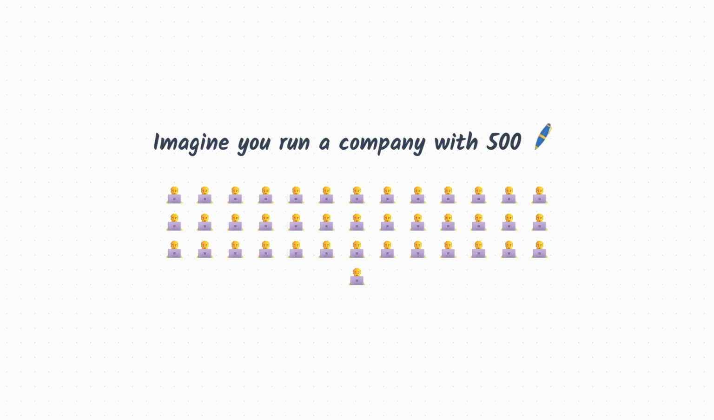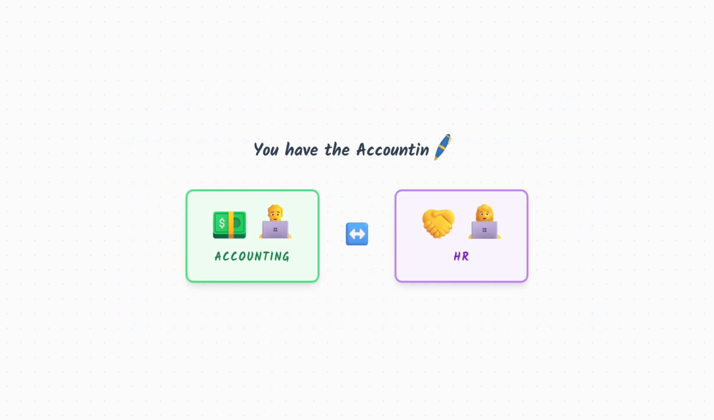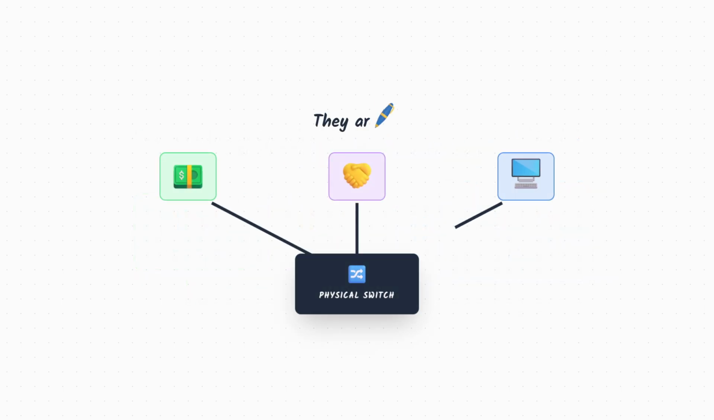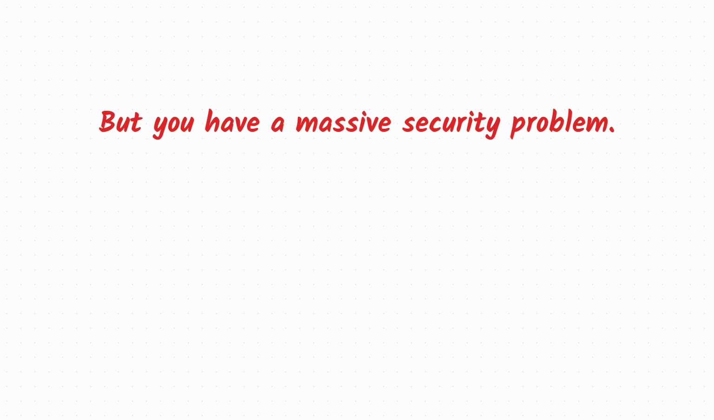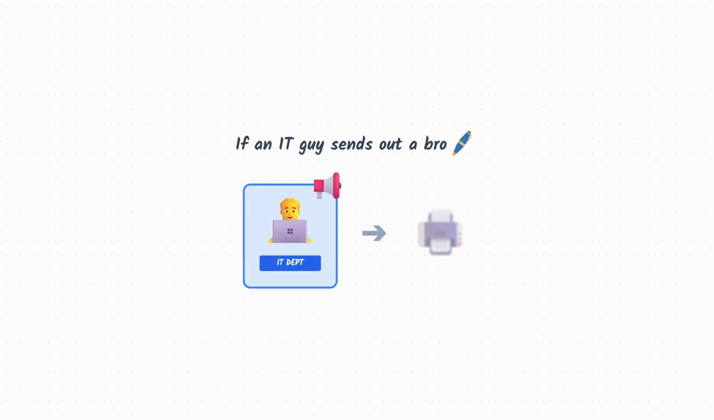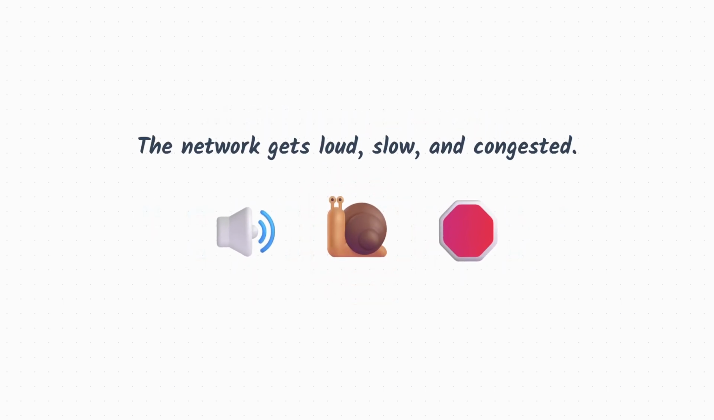Finally, we arrive at the coolest trick in modern networking, the VLAN. Imagine you run a company with 500 employees in one massive open-plan office building. You have the accounting team sitting right next to the HR team, sitting right next to the IT team. They are all plugged into the exact same physical LAN, but you have a massive security problem. If an IT guy sends out a broadcast shout looking for a printer, all 500 computers hear it. The network gets loud, slow, and congested.